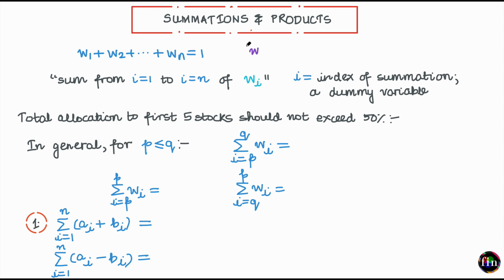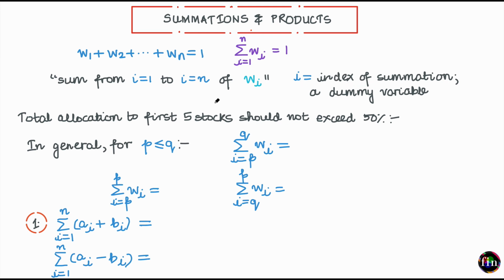Therefore, I can write down the general term of this summation to be W subscript i, where I can note that i moves from i equal to 1, to 2, all the way till n, every time being incremented by 1. So I can write down the left hand side of the summation as the sum from i equal to 1 to n of wi, and this sum is equal to 1. i is the index of summation. It is a dummy variable. You could very well have chosen it as j, k, l, whatever you are comfortable with.